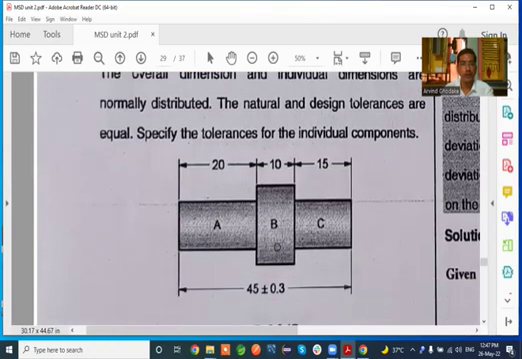So here in the figure you can see the three components are assembled: component A, component B and component C. Then the length of the component A is 20, length of the component B is 10 and length of the component C is 15. Then overall dimensions are 45 plus minus 0.3. So our aim is to specify the tolerances for these individual component lengths.